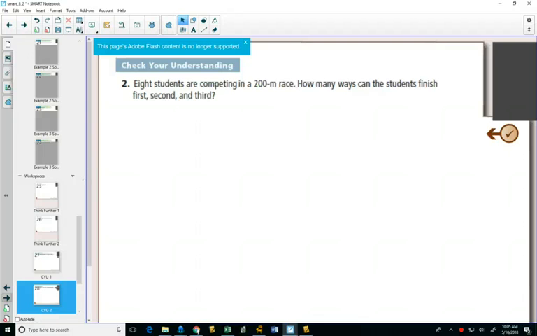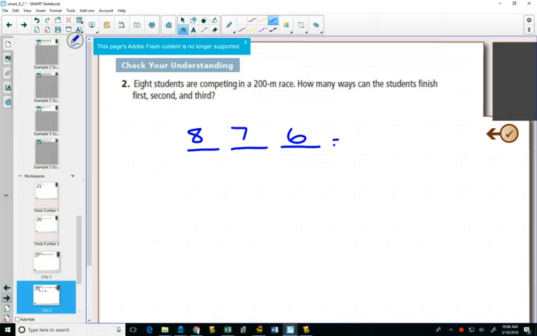Okay? This is one of those examples. 8 students are competing in a 200-meter race. How many ways can they finish first, second, and third? Well, there's 3 decisions that need to be made. Who's going to come first? There would be 8 choices. Who's going to come second? 7 people left, and then 6. So you could just multiply this out and get 336.